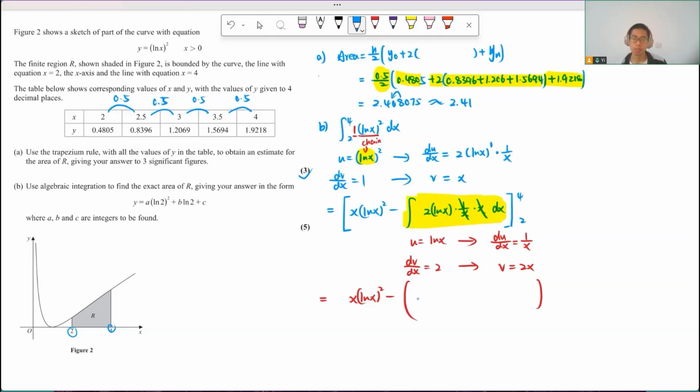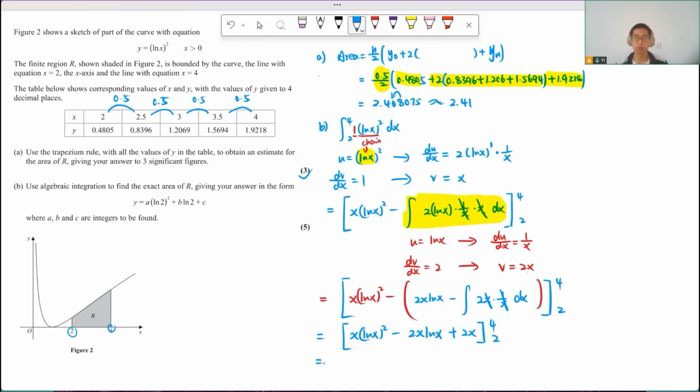Yeah. So then that'll be 2x ln x, just apply the formula again, and then minus the integral of 2x times by 1 over x dx. And then x times 1 over x cancels out, just 2. And I will again put a bigger brackets with limits 4 and 2. And then simplify x ln x all square, and then minus 2x ln x, and then minus become plus the integral of 2 dx, which is 2x. We don't need to put plus c because we have limits 4 and 2 on top.